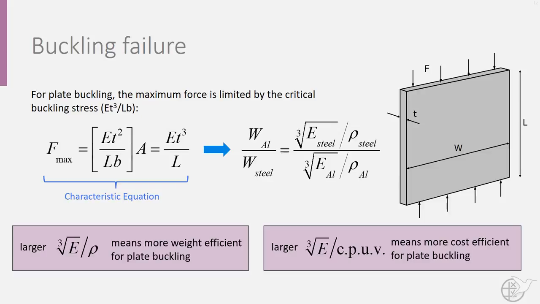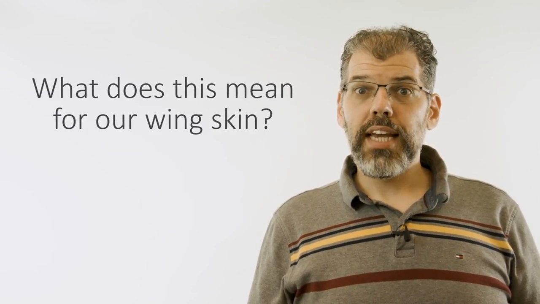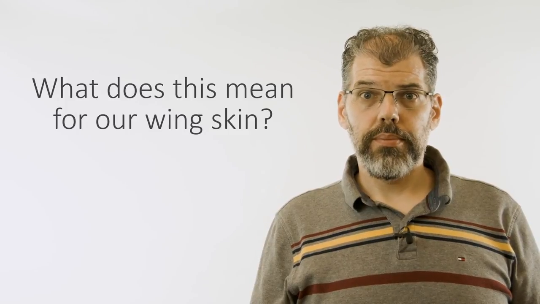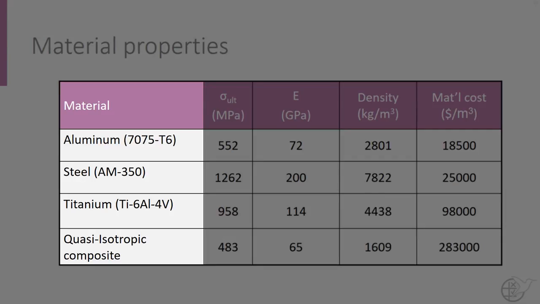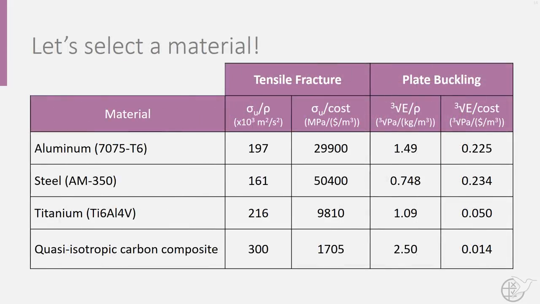So what does this mean for our wing skin example? We can take these four selection criteria and evaluate them for different materials. For our comparison, we will look at the four materials shown here in this table. You can pause the video here if you want to take note of the material properties before we insert them into our criteria and validate the math for yourself. After completing the math, we can come up with a table comparing these four materials with our different criteria.